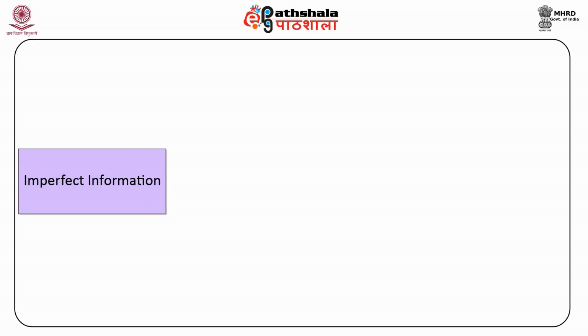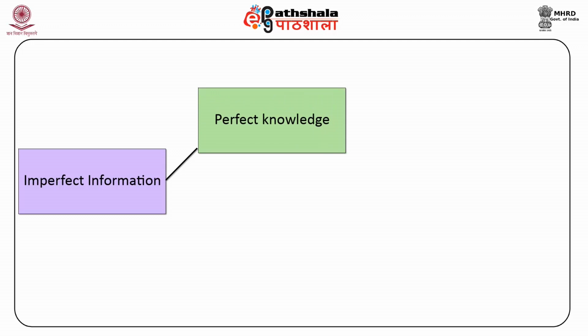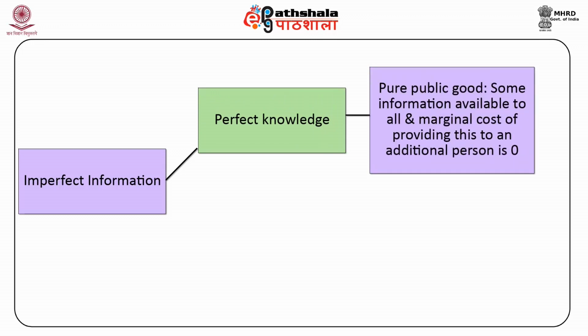This imperfect information can occur in two basic situations. Firstly, information failure exists when some or all of the participants in an economic exchange do not have perfect knowledge, as in the case of a pure public good, where some information is available to all and the marginal cost of providing this to an additional person is zero.